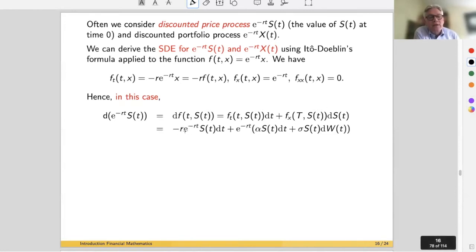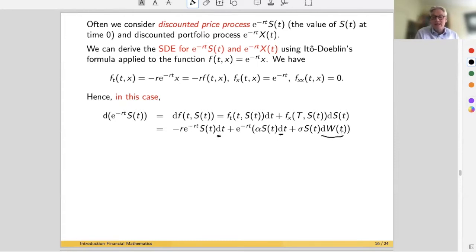Minus r e to the power minus rt, and for x we substitute St times dt, and the part which relates to the first derivative with respect to x, where x is S in this case, is e to the power minus rt. Then we write out the dynamics of S immediately, being alpha S dt plus sigma S dWt. Again, here we can collect the dt terms, this one, and the remaining part dW.